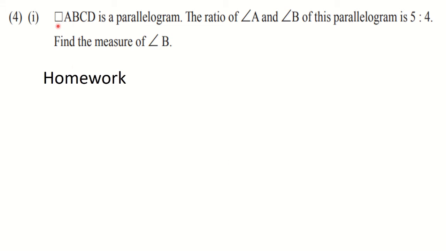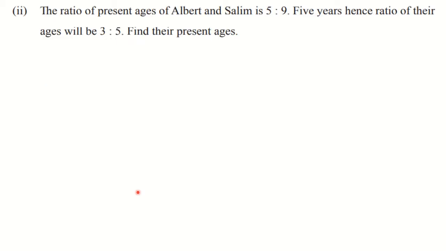Fourth one, ABCD is a parallelogram. The ratio of angle A and angle B of a parallelogram is 5:4. Find the measure of angle B. Such sums we have solved in practice set 4.1. That is why this sum was given as homework. Okay, so I hope you must have solved it.